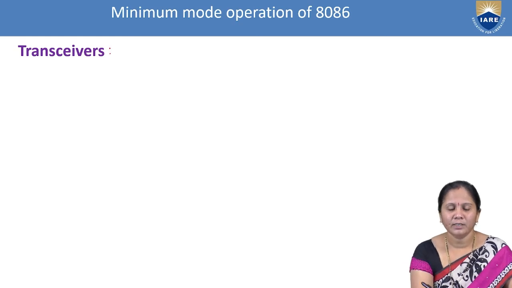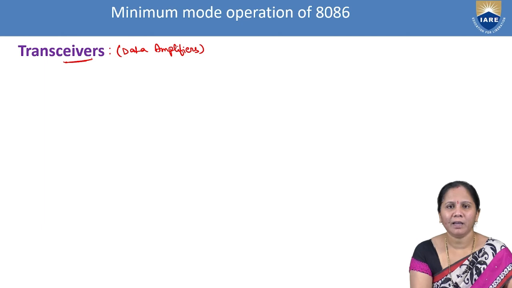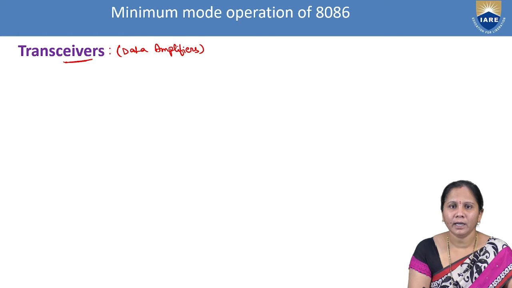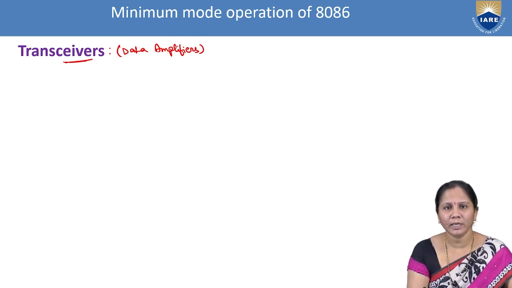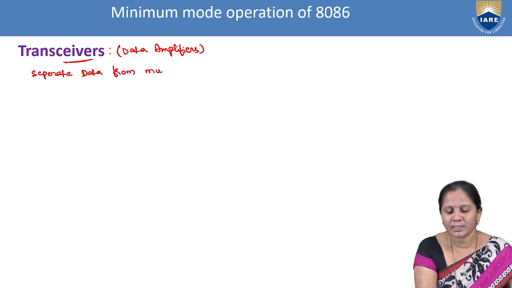The next important component is transceivers. These transceivers are controlled by other control signals available in the 8086 microprocessor. These transceivers are also called data amplifiers. Why are they called data amplifiers? Because they are used to separate the data lines from the address data multiplexed lines. The output of the transceivers will be only data.